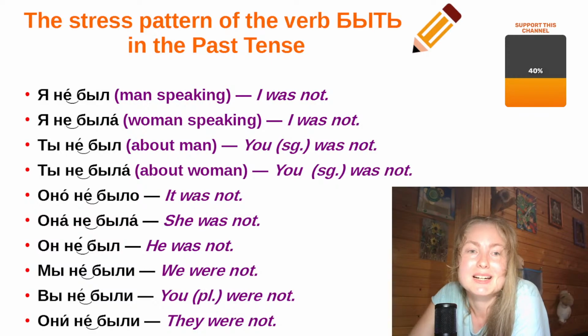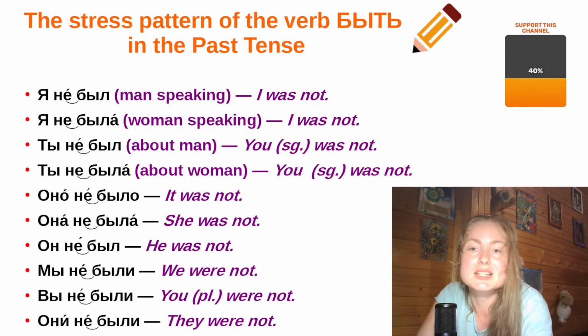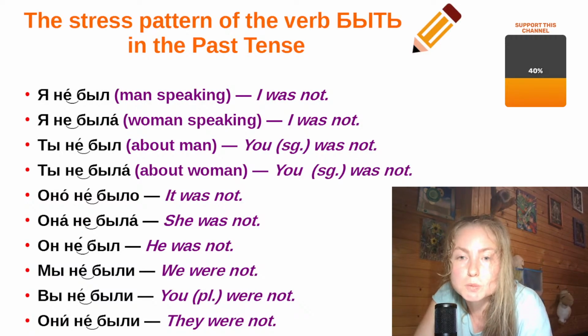The first one, я не был. Man speaking, I was not. Pay attention that these patterns we always use with the negative particle не. Always in negative sentences. In positive sentences, everything will be good and okay. So the situation that I showed you on the slide works only with negation.